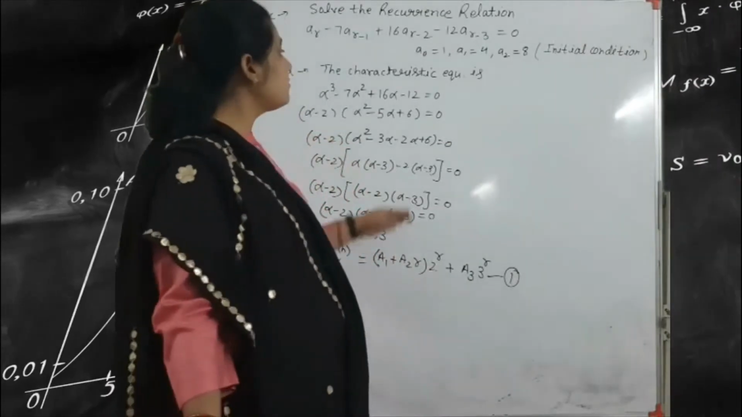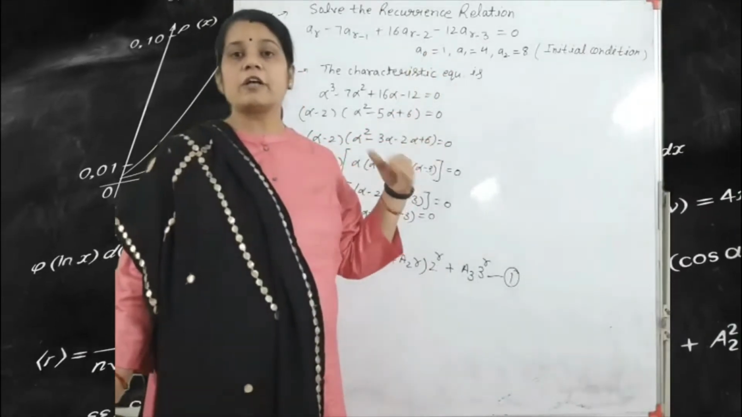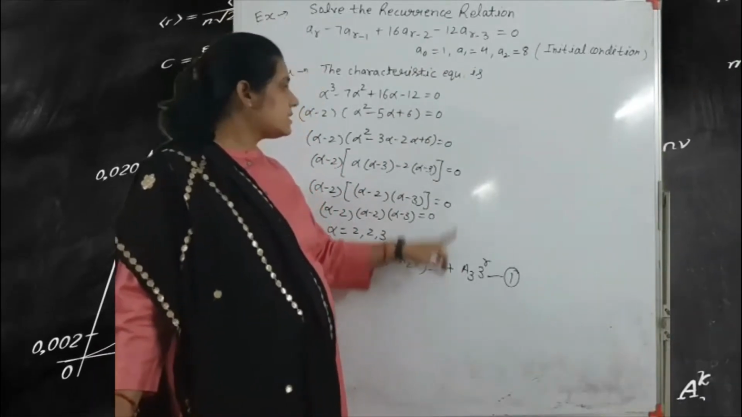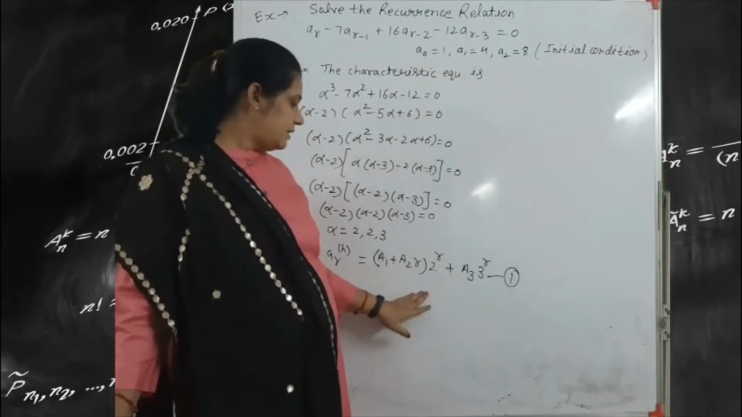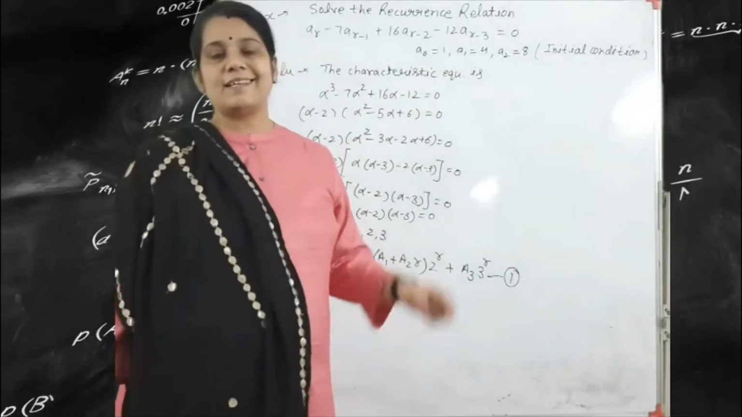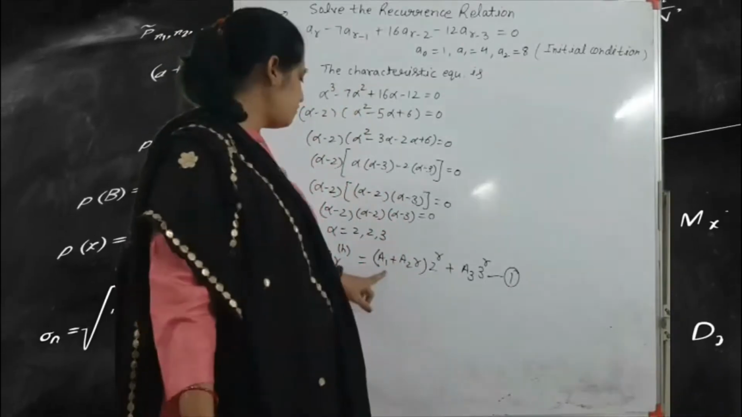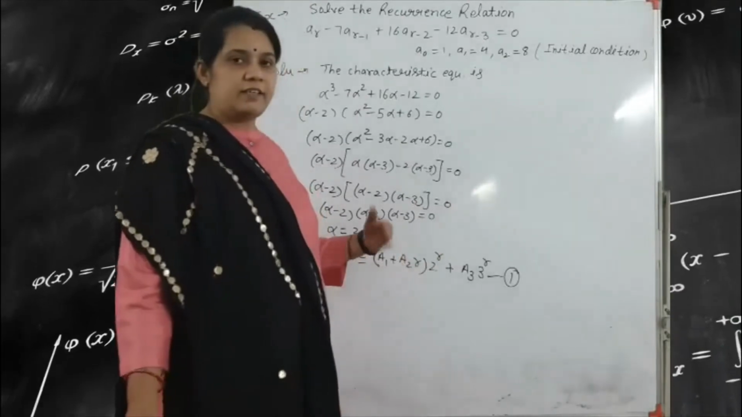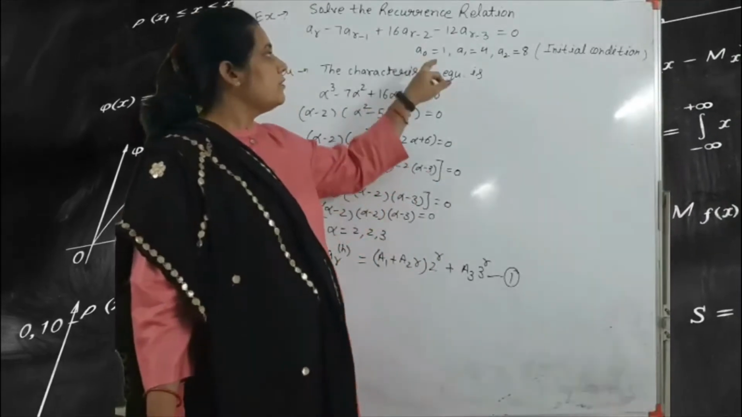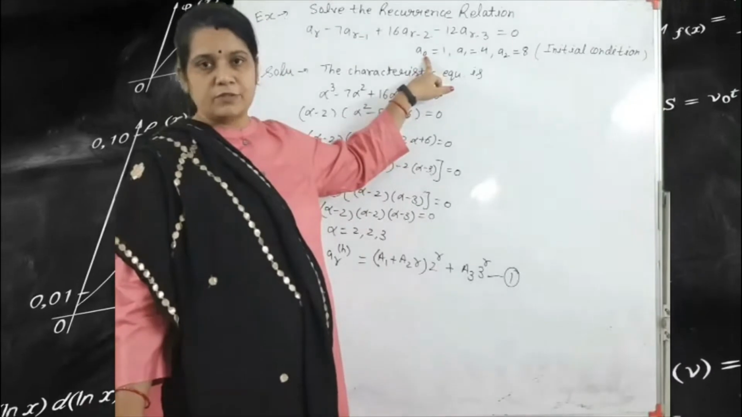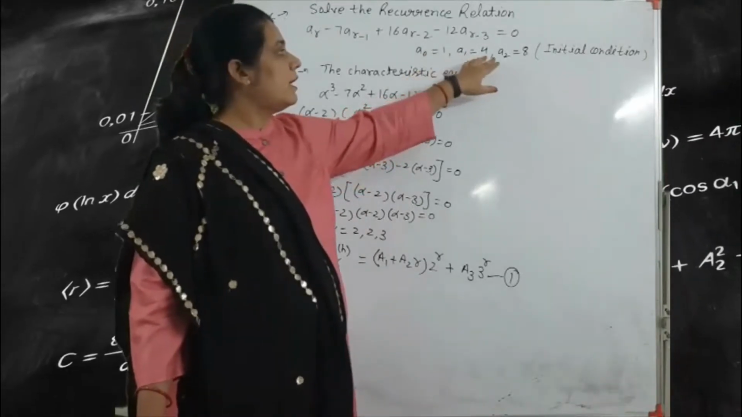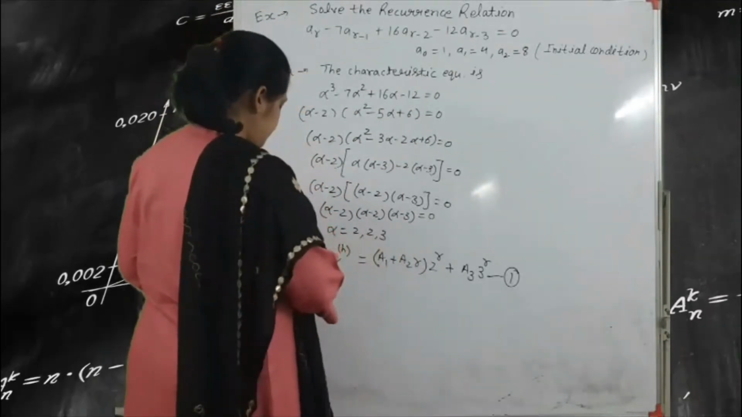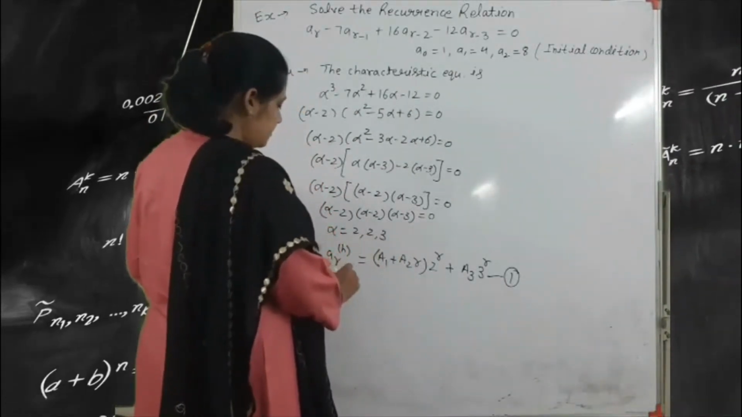But if these conditions are not given in your question, then this is your final answer. But if these conditions are given, then you find out the constants A1, A2, A3. That means the values of A1, A2, A3, and after that you put them here and this is your final answer. So let's start one by one. We put first r equal to 0, second r equal to 1, and third r equal to 2. So first put r is equal to 0.